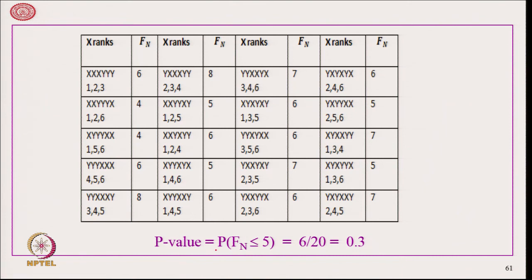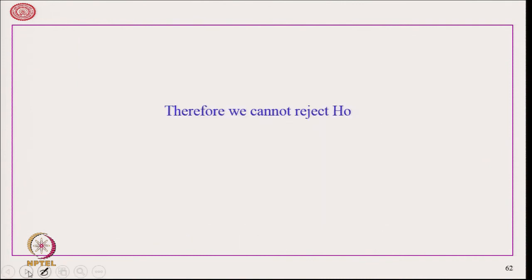Therefore, the probability that Fn is less than or equal to 5, how many cases are there? 1, 2, 3, 4, 5, 6. Therefore, again there are 6 cases out of 20 where the statistic is less than or equal to 5. Therefore, the sample p value is 6/20, which is equal to 0.3, and therefore, we cannot reject H naught, because this is much larger than 0.05 or 0.1, which are the typical values for alpha.